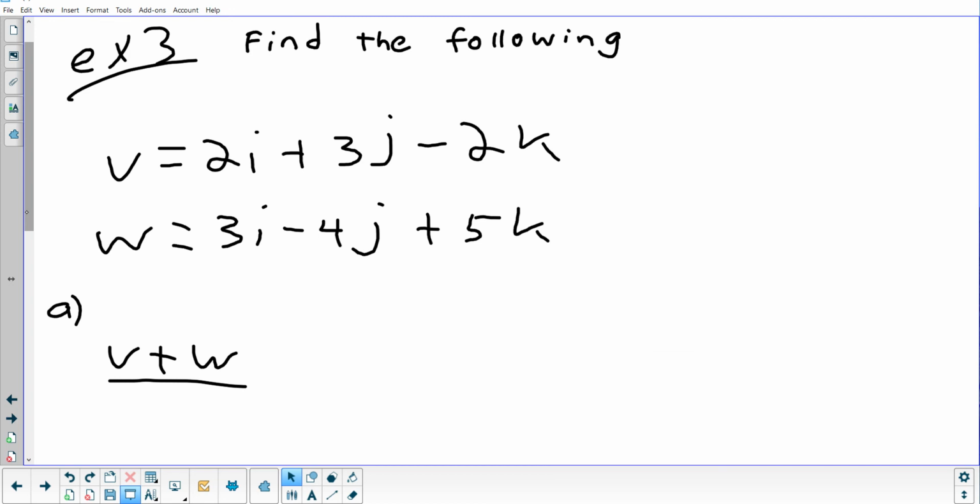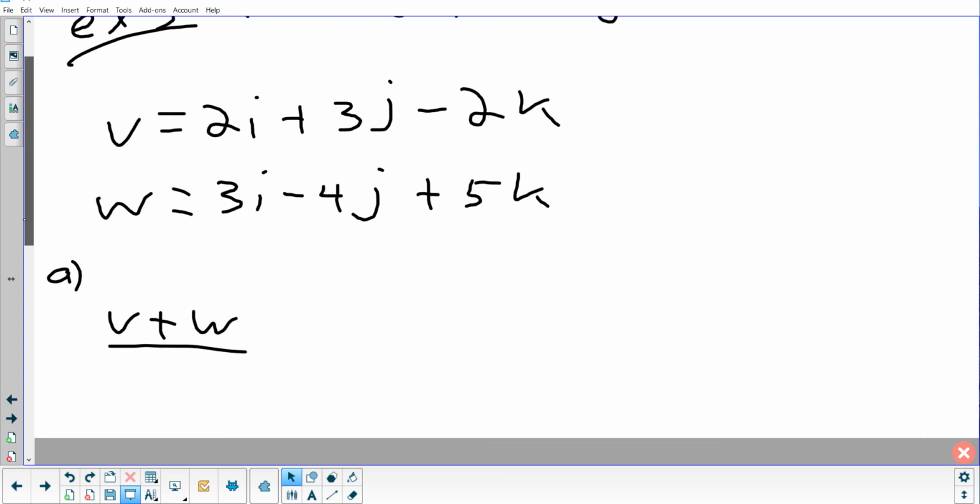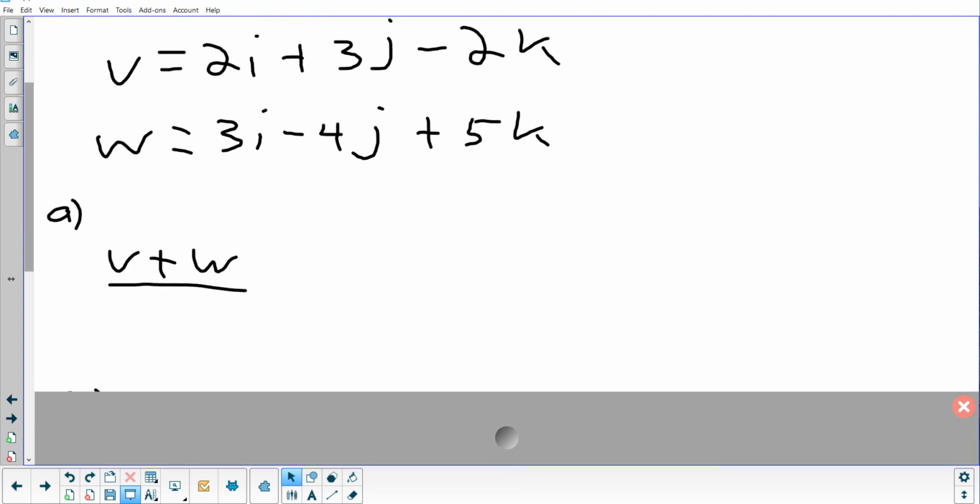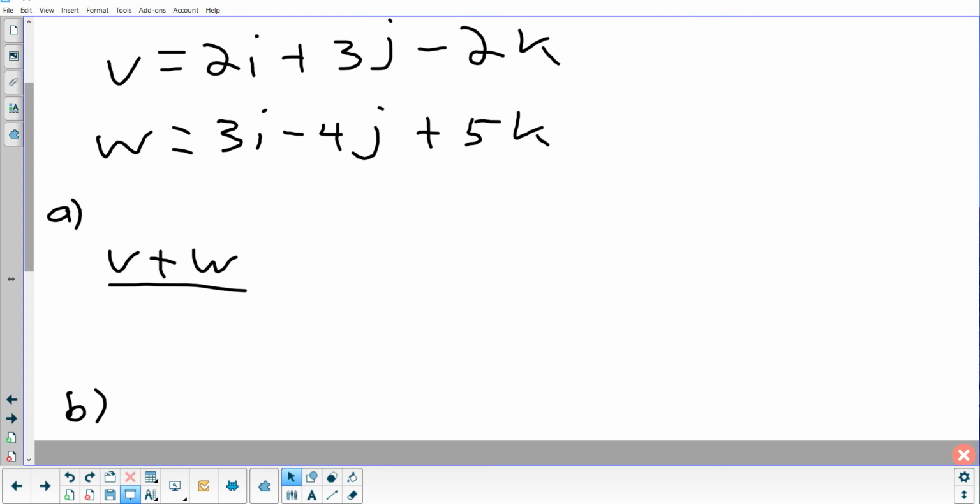All right, so we've got two vectors, v and w. Okay, I filled in numbers for all of them. v has components of 2, 3, negative 2. And w has components of 3, negative 4, 5. And the first thing I want to do is add those vectors together.